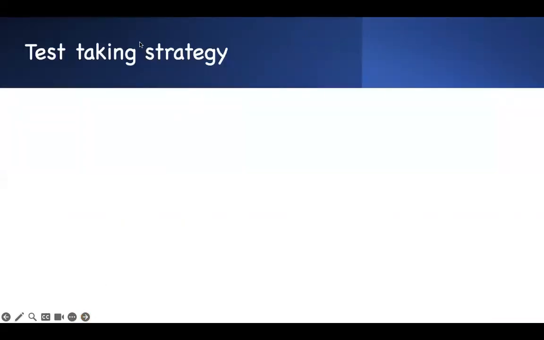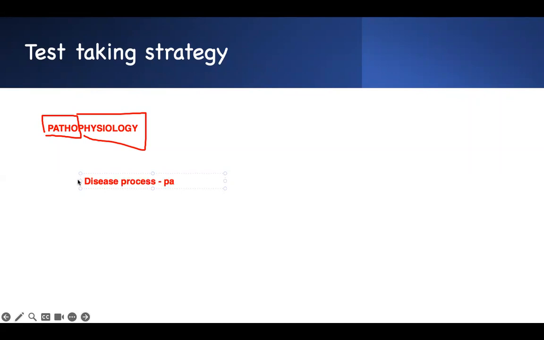The first thing I want to do is test-taking strategy, and my secret sauce is this: pathophysiology. As you can see, there are two words put together. There's a pathological manifestation and there's a physiological manifestation. That means for every disease process, there has to be a pathological problem, and out of this pathological problem, you will see a physiological manifestation of that disease process.